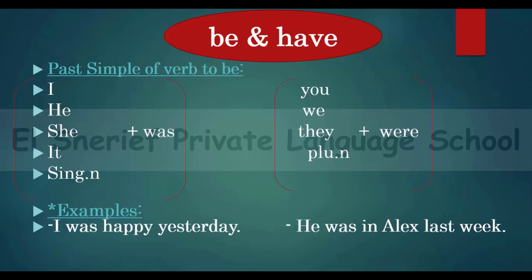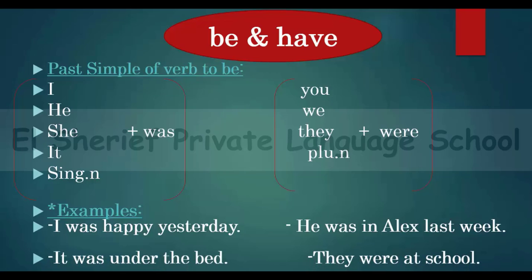Look at these examples. I was happy yesterday. He was in Alex last week. In the first example, we used was because here we have the subject I. So we said I was happy. In the second sentence, he was. We used was because here we have the subject he. So we say he was in Alex last week.